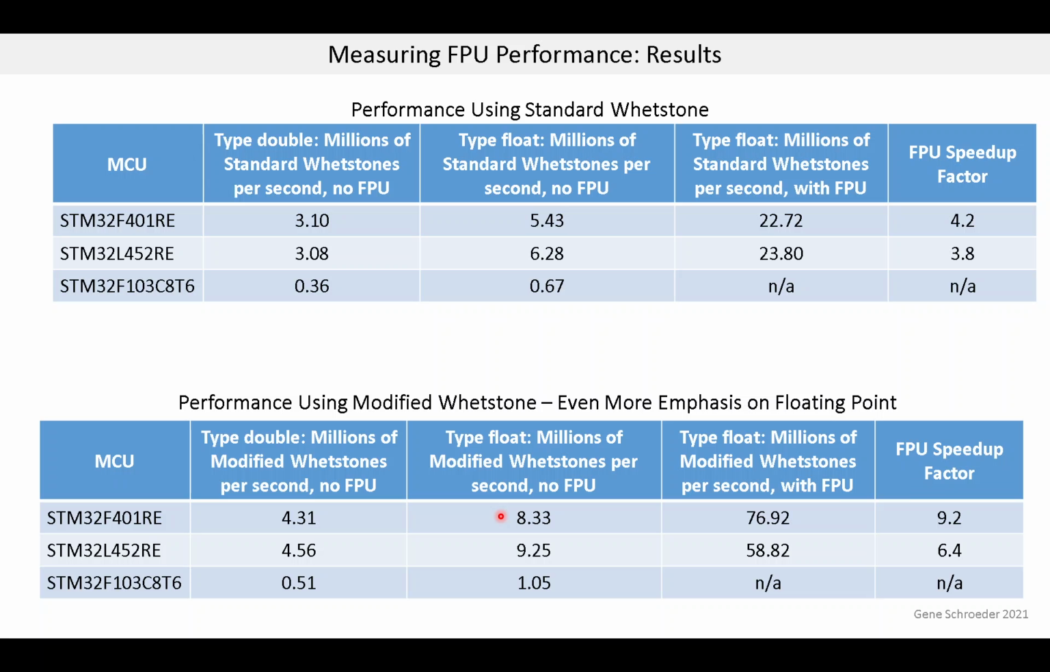Here is the same thing with floats, but not using the FPU. And then finally, here are floats, but with the FPU turned on. And you see these big jumps. And the speedup factor in this case, since it's more floating point intensive, is larger, over 9 times faster with this CPU, 6 times faster, 6.5 times faster with this other one.